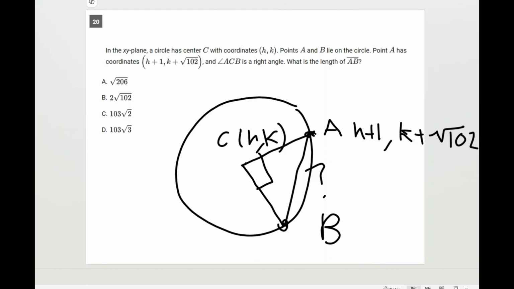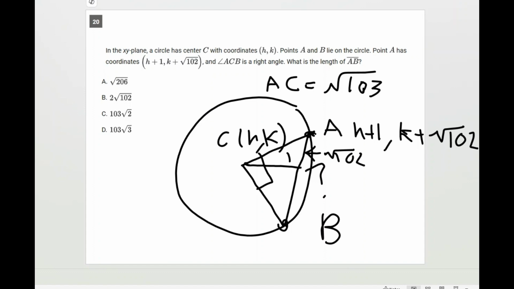Because h plus 1, k plus square root 102 are the coordinates for A, you know that this length here is going to be 1. And this length here is going to be square root of 102. Then you can find the length of the radius because a squared plus b squared equals c squared. So that means that AC is going to be equal to square root of 103.